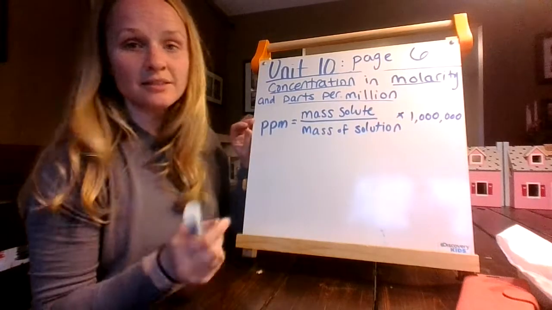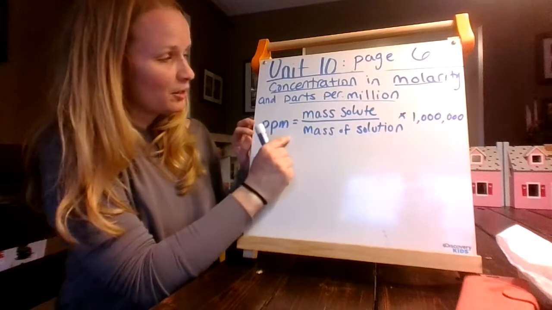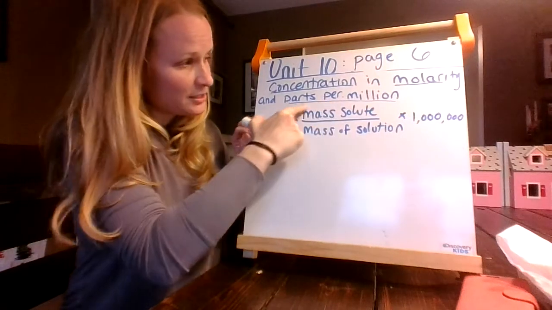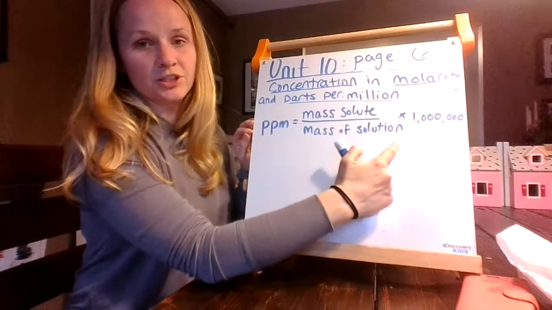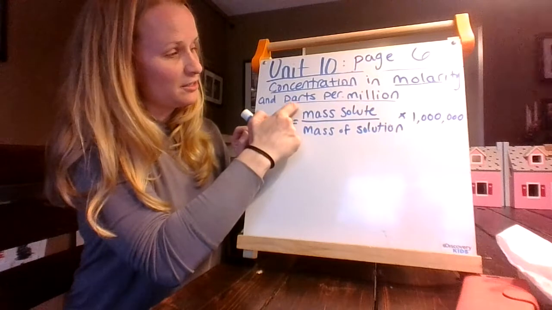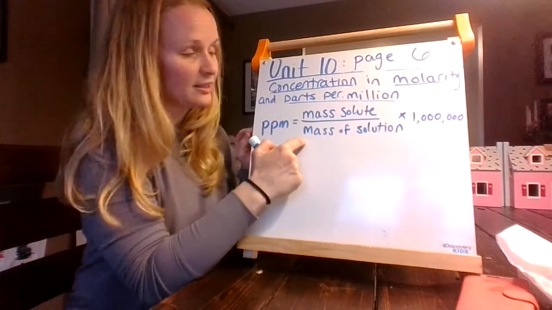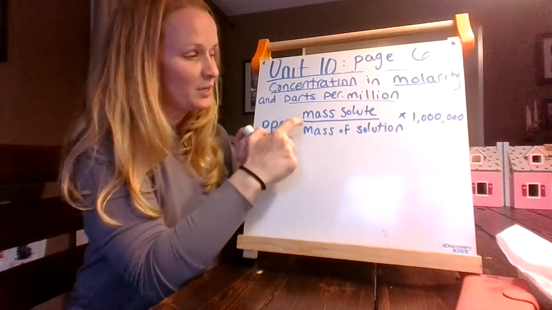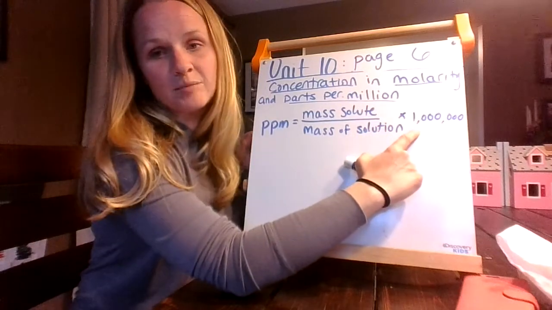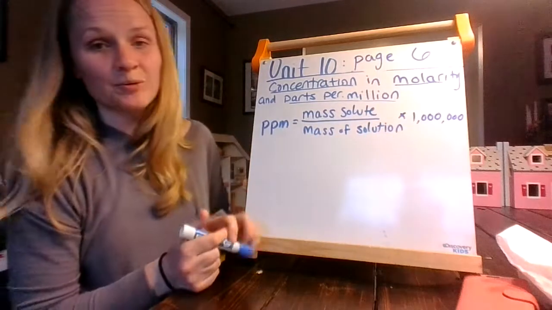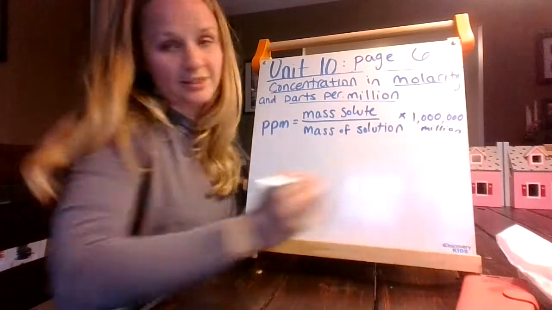The formula is like all the other formulas in the back of the reference table, and it's just what you'd think it would be. It's how much of the solute is in how much solution, like how dilute is it? How much of the stuff is divided into how much solution? Is there tons of lemonade mix and only a little water, or only a little lemonade mix and a ton of water, so it's really dilute? And just like percents, you always times by 100. This you're going to times by a million, a 1 with 6 zeros.